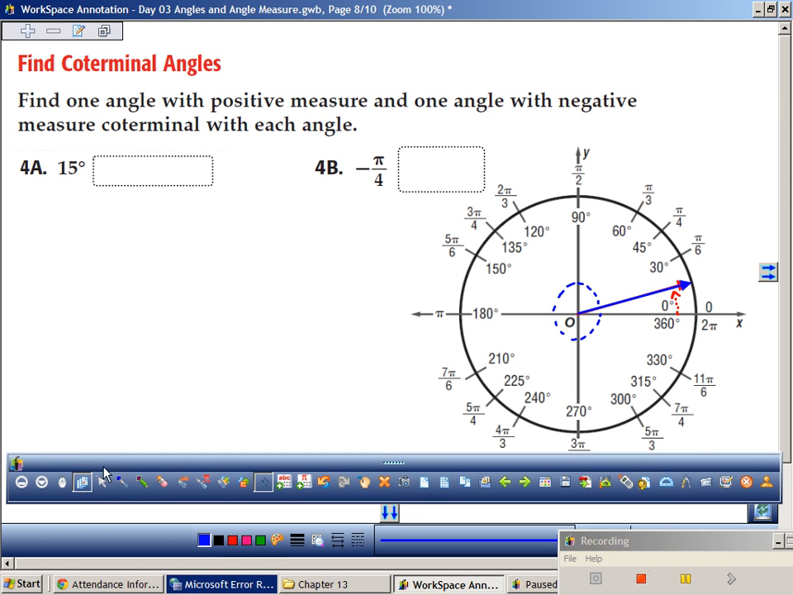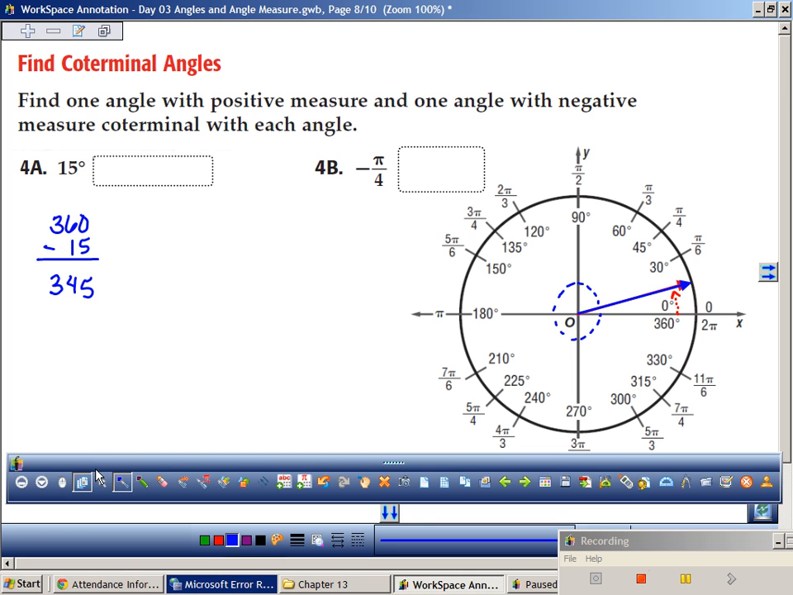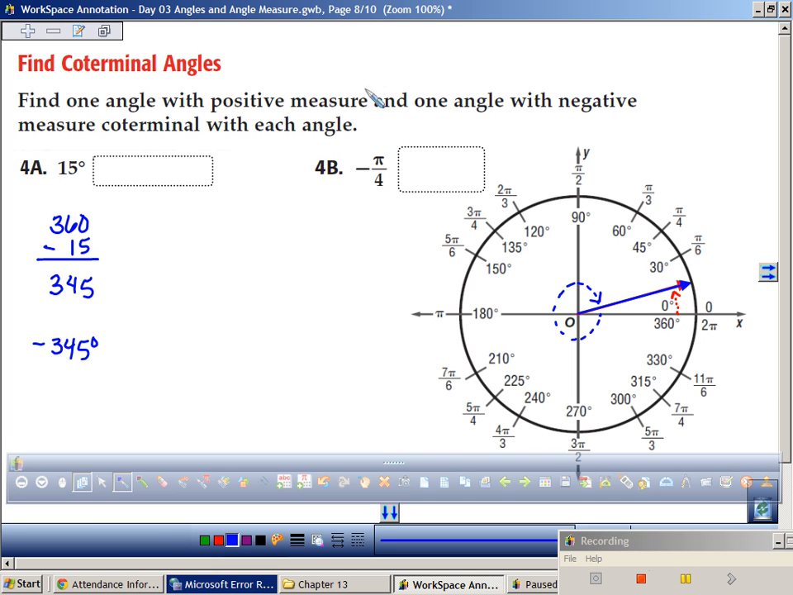Now they're coterminal. So in order to find that, didn't I just take 360 and subtract 15 from it? 345. But it's not 345 because I went in the negative direction. It's negative 345 degrees. So it asked me to find a positive measure and a negative measure that are coterminal.